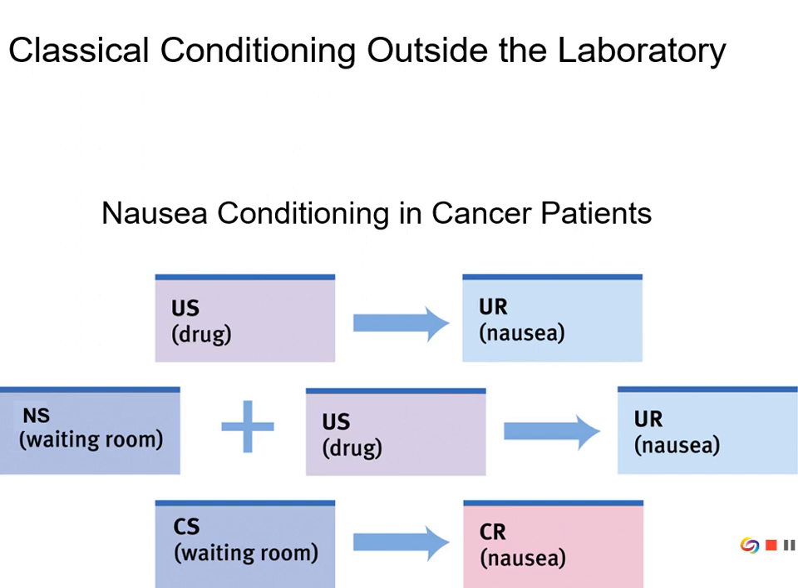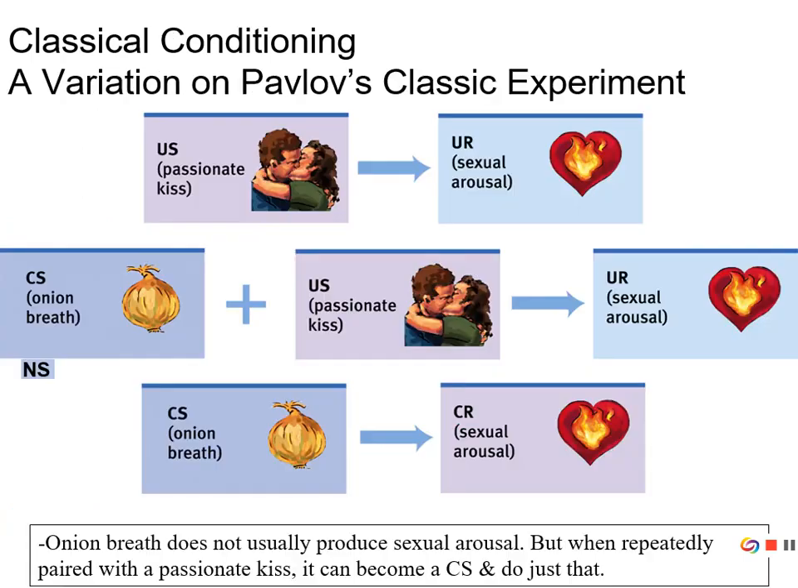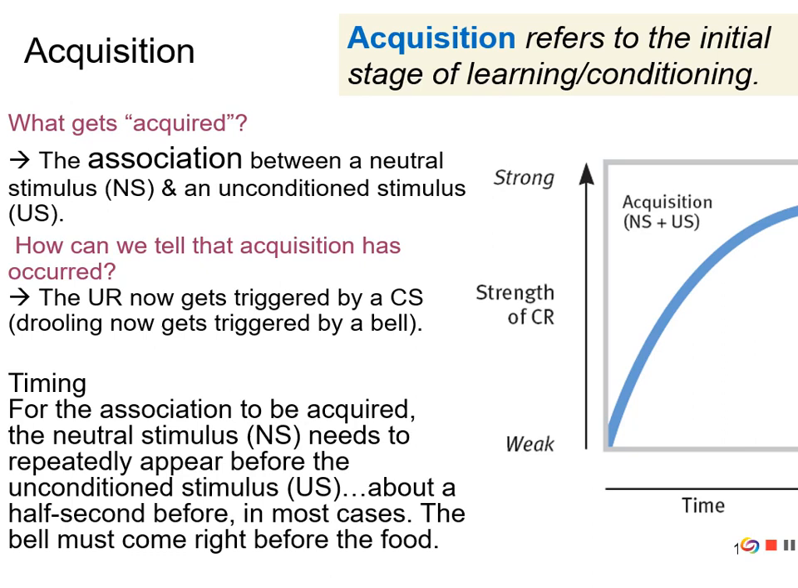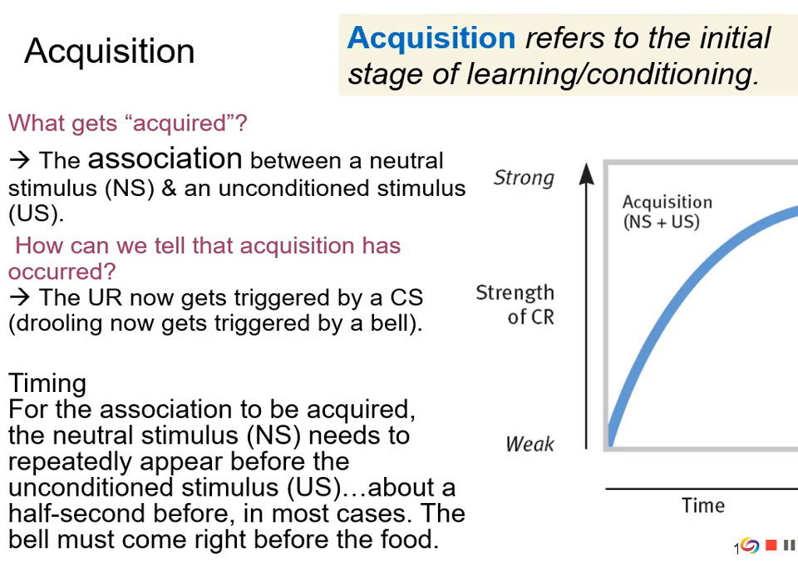And so we looked at it and said, okay, classical conditioning and Pavlov, but look at this. Chemotherapy drugs and waiting rooms. We find toilet flushing sounds and jumping, right? What? Yeah, all right, whatever. And even somebody getting their freak on, all right? So we saw all kinds of different classically conditioned associations.